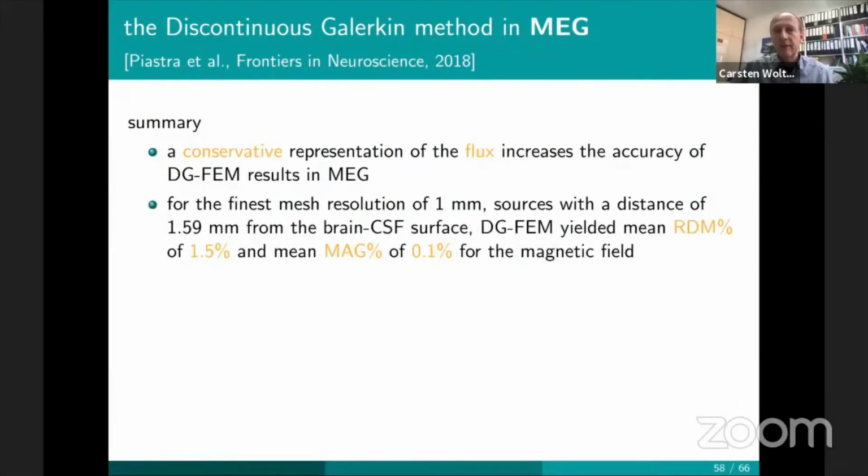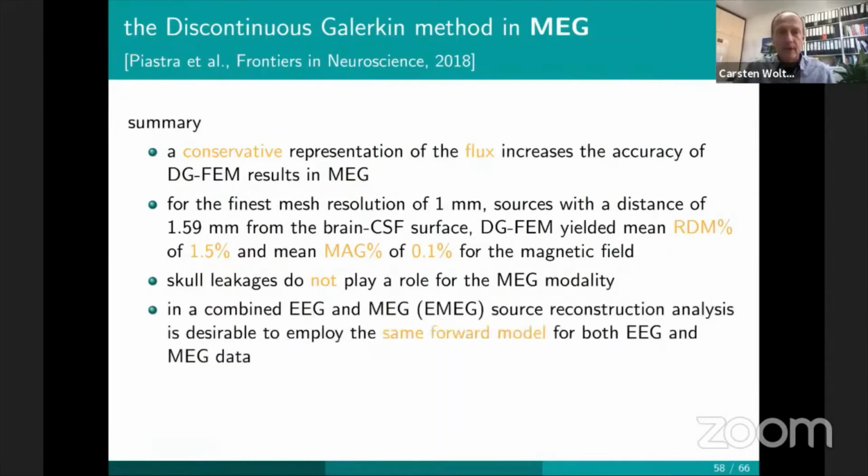The DG-FEM and also the CG-FEM have only very low errors of 1 or 2% on the MEG side, and also if we have sufficiently fine models on the EEG side, the numerical errors can be ignored or neglected. Both the CG and the DG-FEM. Skull leakages do not play a role for the MEG, but they play a role for the EEG modality. And thereby, in a combined EEG and MEG, where we would like to have the same forward model for both modalities, for one and the same head model, it might make sense to use DG instead of CG.